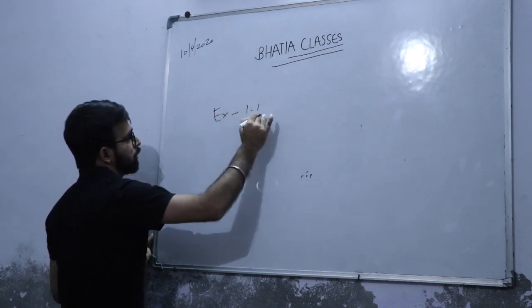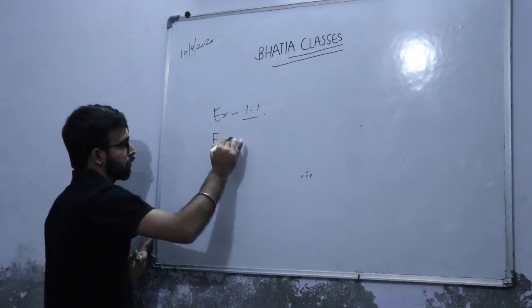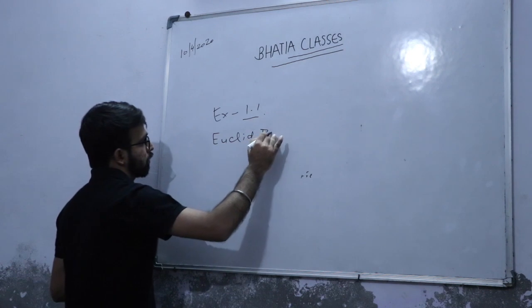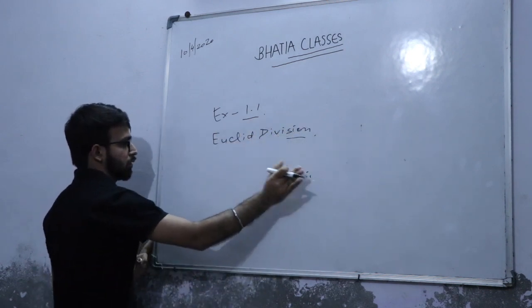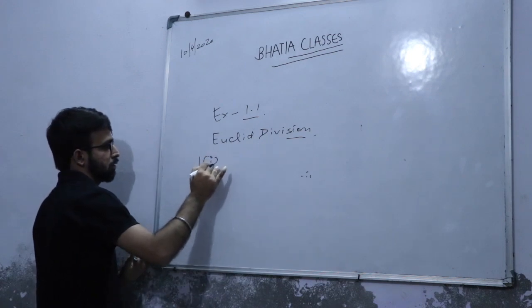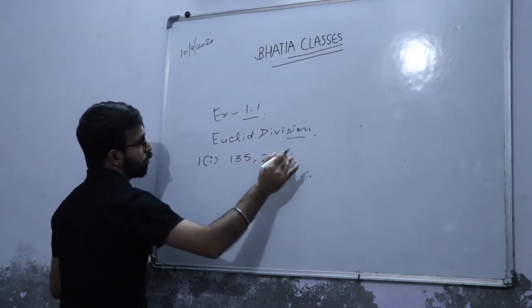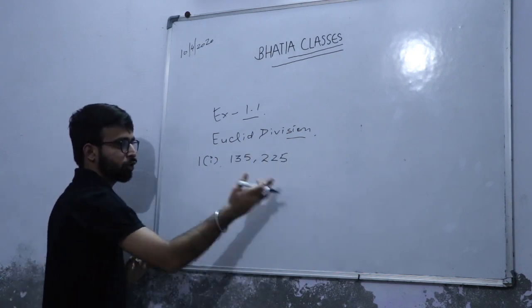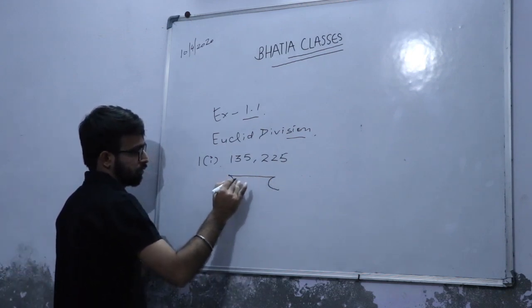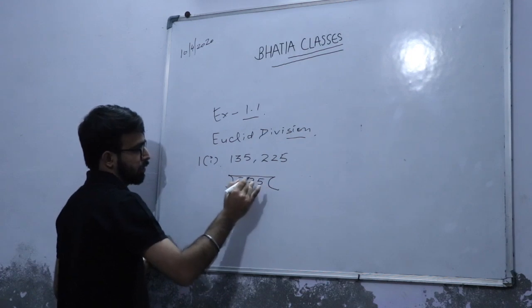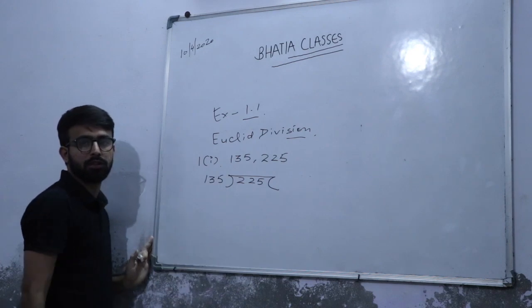Exercise 1.1. This exercise is based upon Euclid division. Sum number first: 135, 225. Here I will show you how to solve this. Keeping 225 inside, start dividing it by 135.